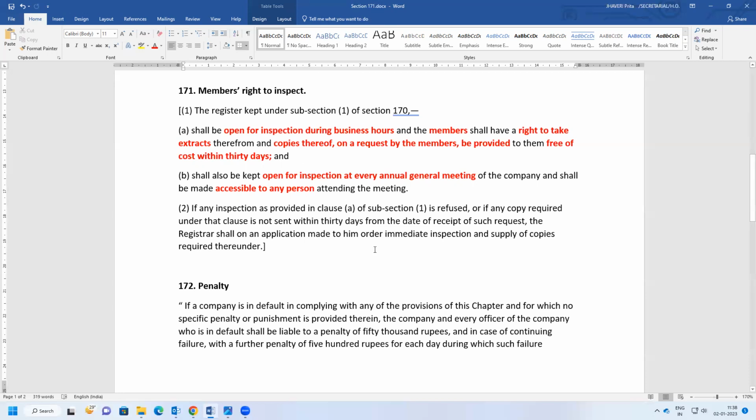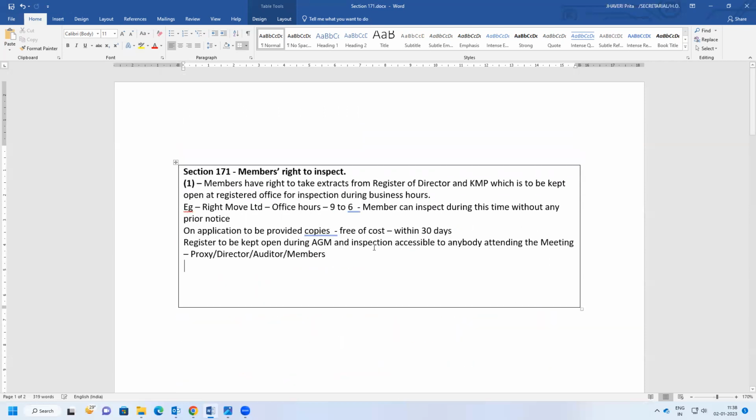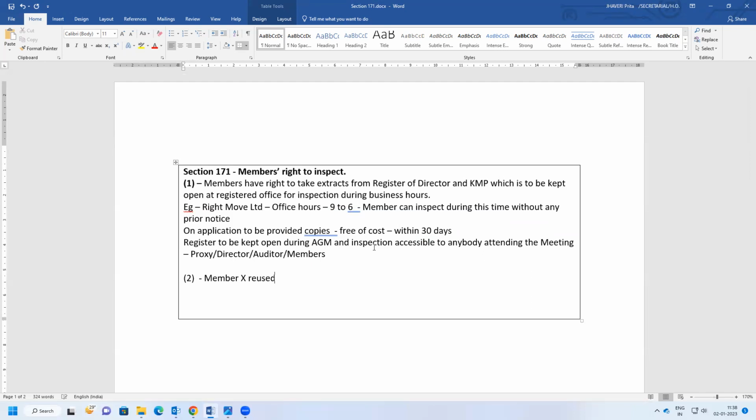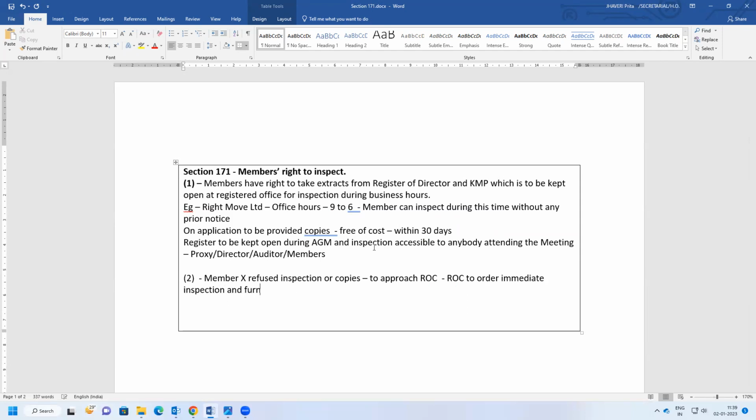ठीक है, अभी ऊपर आओ। ठीक है, मेंबर एक्स जो है वो X refused inspection or copies. Dash to approach ROC. Dash ROC to order immediate inspection and furnishing of copies. ठीक है। Penalty.